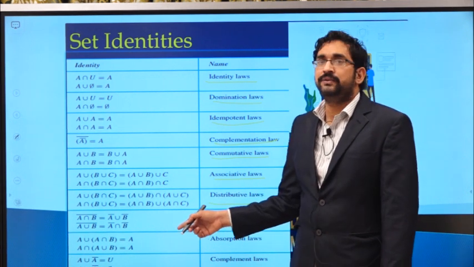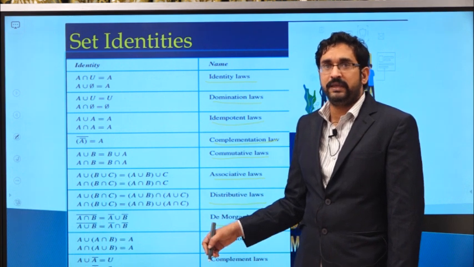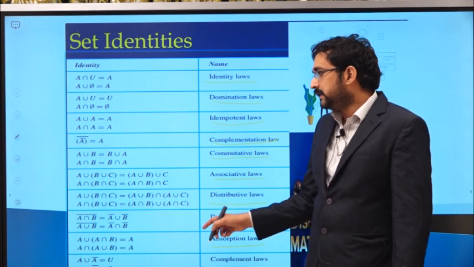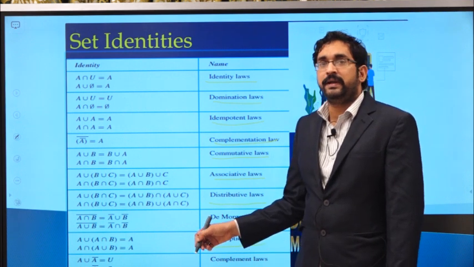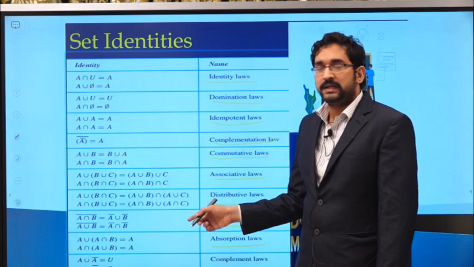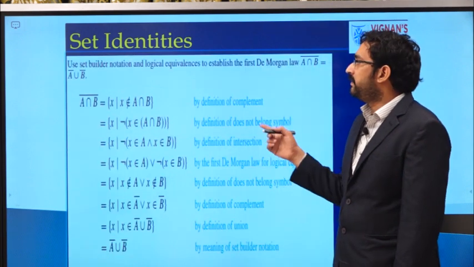Next, A union of A intersection B equal to A intersection of A union B equal to A. These are absorption laws. Finally, A union A complement equal to universal set, and A intersection A complement equal to null set. These are complement laws. Here some problem is given.